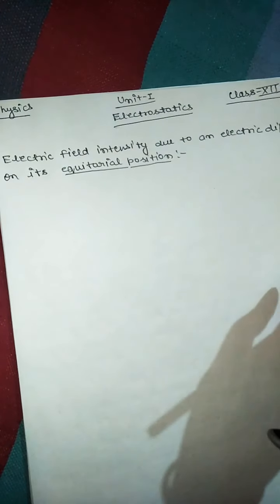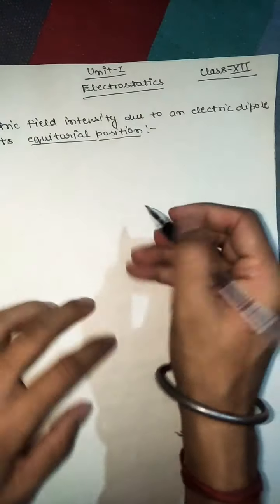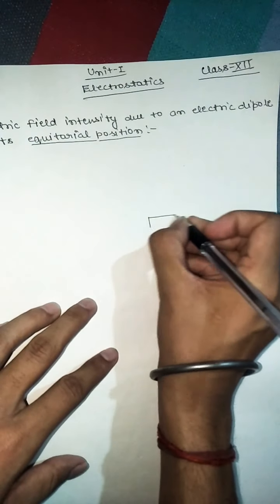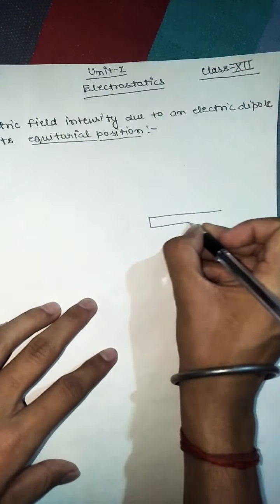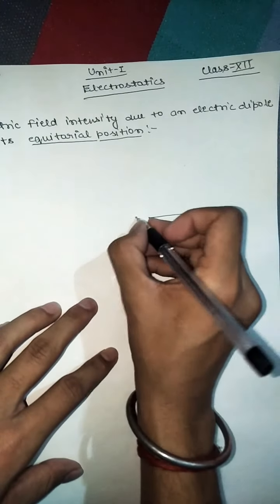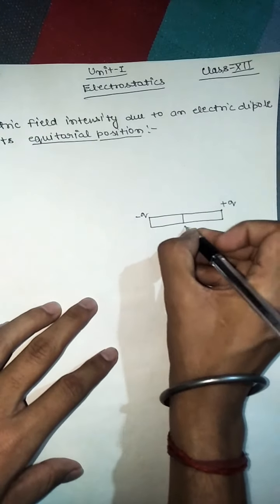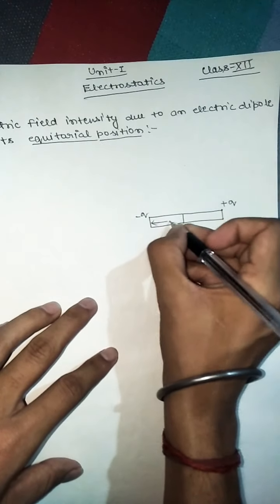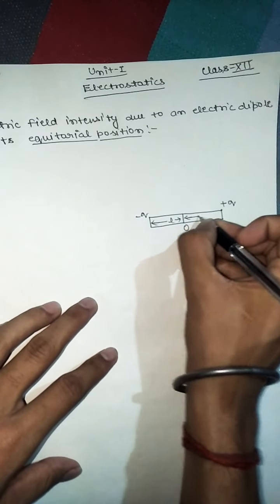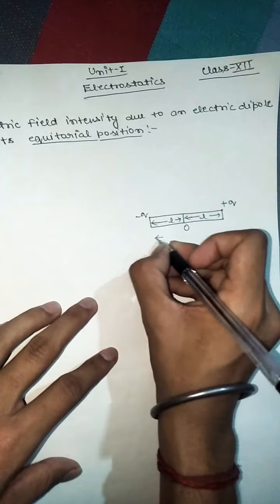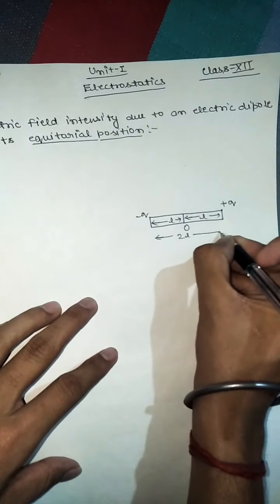What is equatorial position? First of all, let us consider an electric dipole which consists of two charges, minus q and plus q, and there is a mean position that is called O. This can be considered as small l length and this can be considered as small l length. This total distance can be considered as 2l.